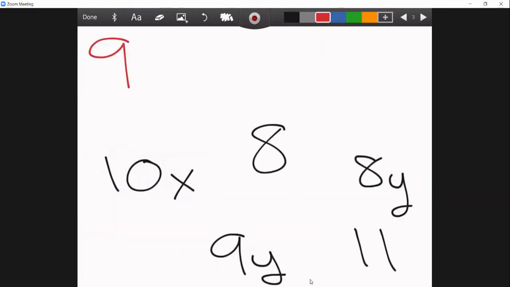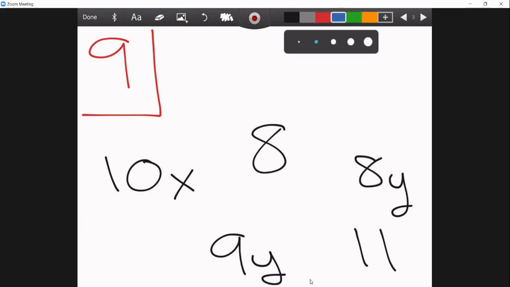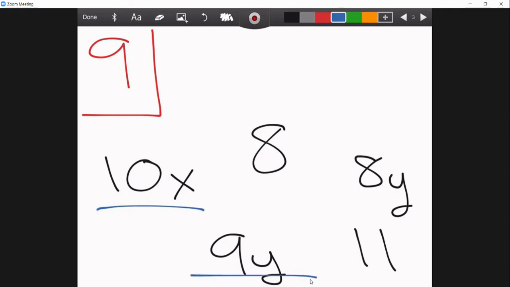Let's try another one. Here, if I have the term 9, I just have a number 9. It has no variables. So that means that I have to look for numbers that just are numbers with no variables. So if I look at this one, here I have 10x. This one is not alike because it has a variable. Here I have 9y. This one is not alike because it has a variable. Here I have just 8. 8 has no variable, so this one is alike. Here I have 8y. It has a variable, so it is not alike. Then I have 11. 11 is by itself, no variable, so this one is alike.